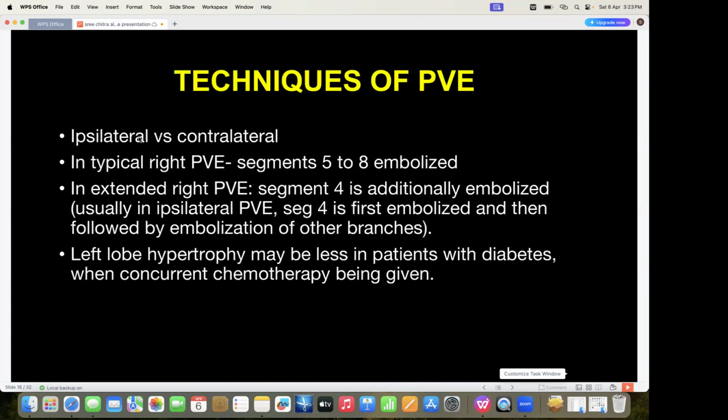So regarding techniques of portal vein embolization, there are two techniques, which are ipsilateral versus contralateral.